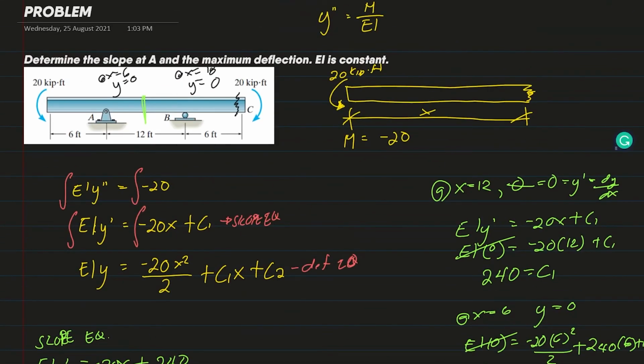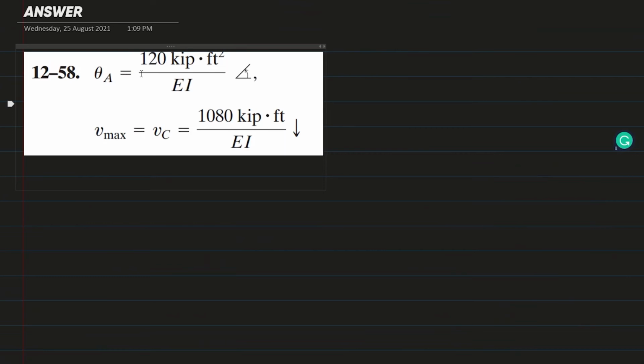So, let us try to look at the answer. Ayun, mga bis. So, the slope at A, sorry, I did not include the units. That would be 120 kip-foot squared divided by EI. Usually, if ever this EI has a value and it cancels out with the units in the numerator, the unit should be in radians. However, here it was not stated what EI is, so we just put these units: kip-foot squared over EI.